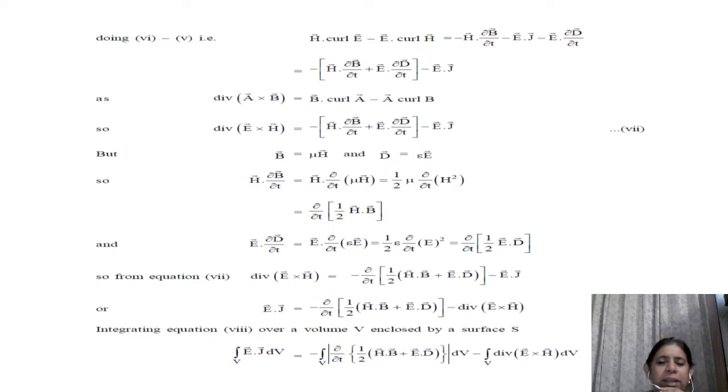So what we get is divergence of E cross H is equal to minus del by del T of half of H dot B plus E dot D, minus E dot J. Now I'll take E dot J to the left and the other terms to the right, and then I take a volume integral of the whole equation, all terms.